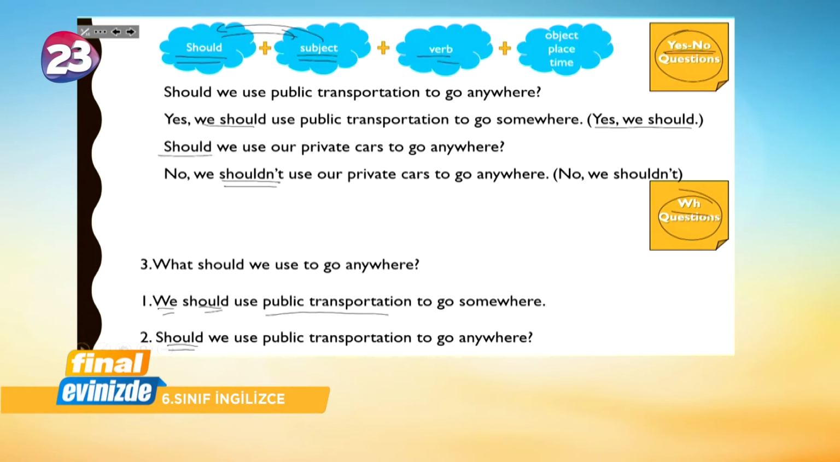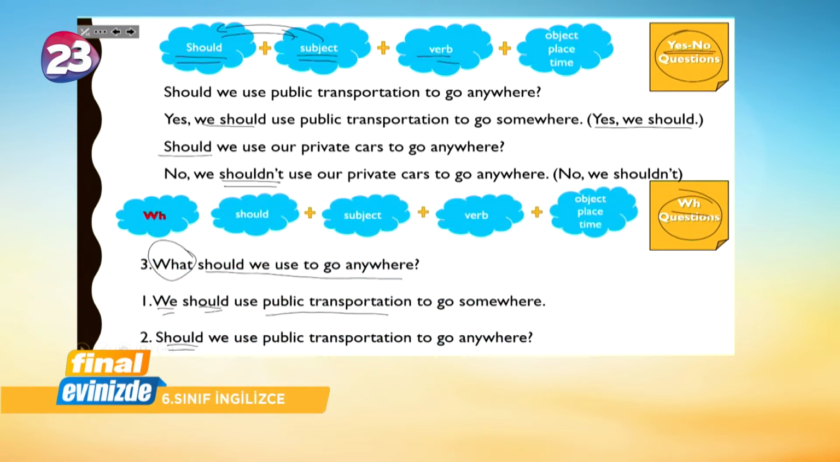Now, the rest of the sentence is actually the same. What is the difference between yes-no questions and wh-questions? We only bring the question word in the beginning of the sentence, and we write the rest of the sentence the same. Okay. Let's see the structure. First, as you see, question word, should, subject, verb, object, place, or time. Okay.